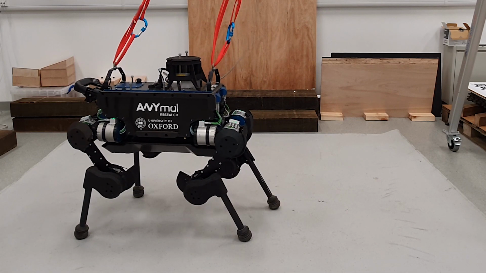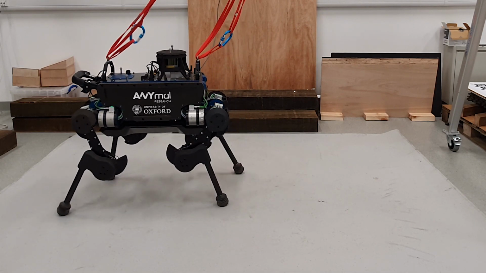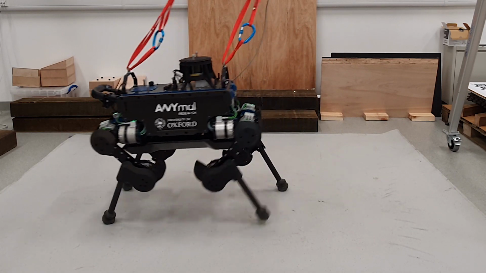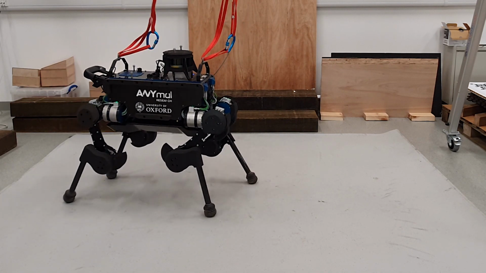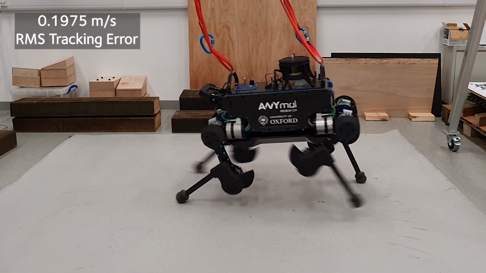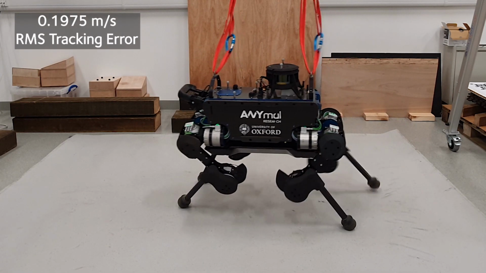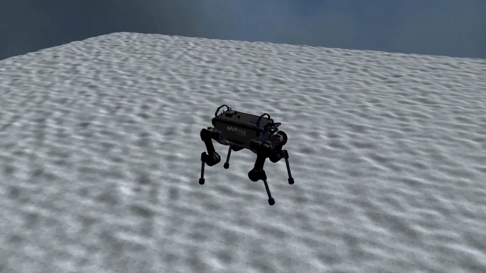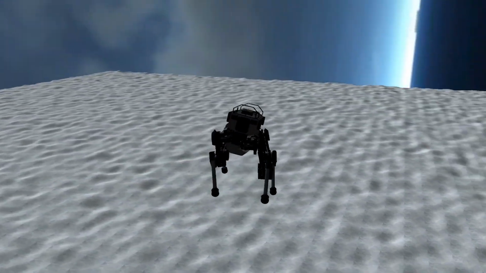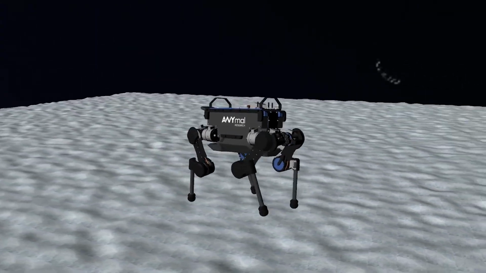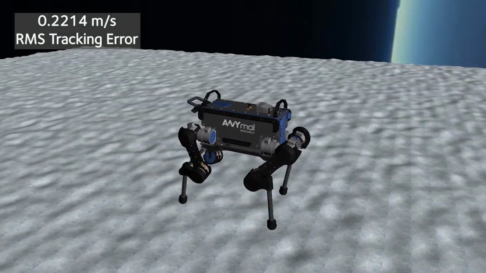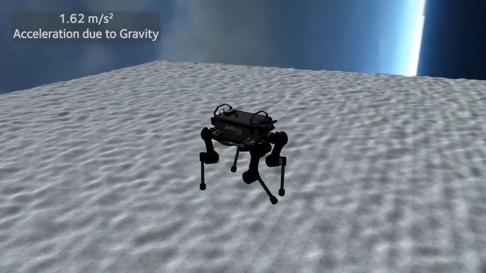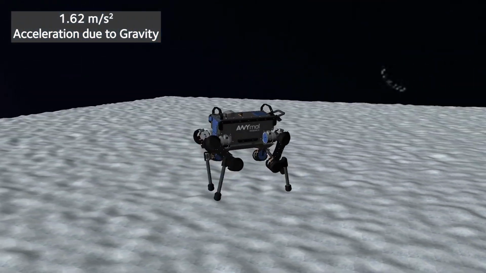We emulated a weak actuator by reducing its position tracking gain and limiting its output torque and observed that our controller was still able to track the base velocity commands with an RMS tracking error of 0.1975 meters per second. Despite significant inertial scaling, our GCPO controller was able to track the base reference velocity commands with an RMS tracking error of 0.2214 meters per second when we set the acceleration due to gravity to 1.62 meters per second squared in simulation.